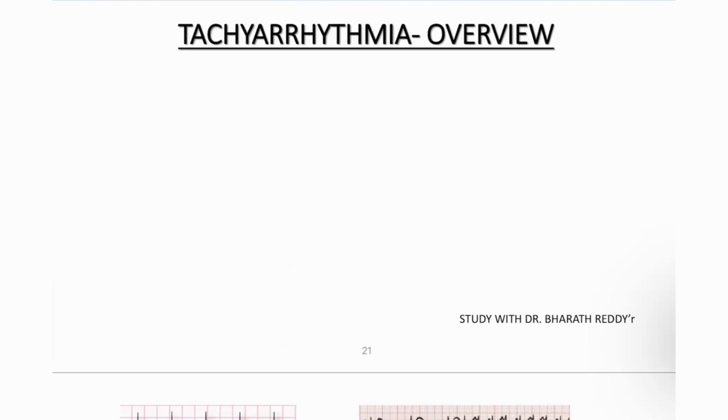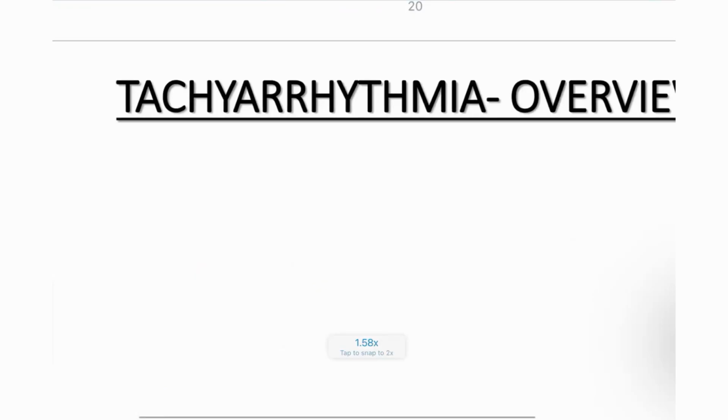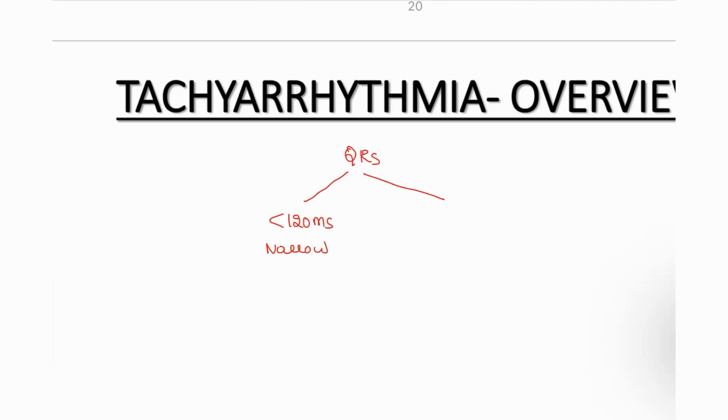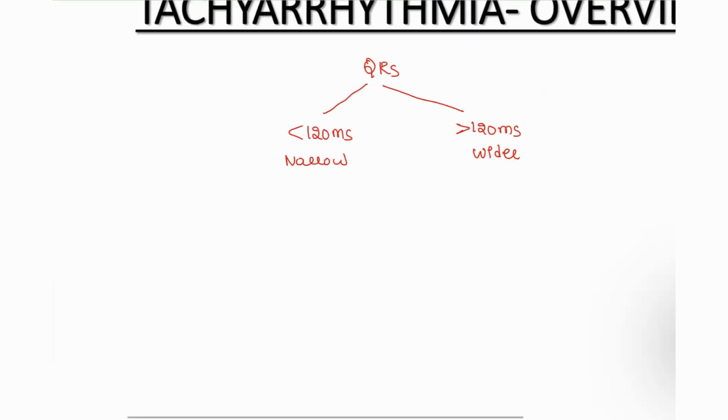How are we going to classify the tachyarrhythmias, guys? Let's see. Whenever you see tachyarrhythmias, please check the QRS complex. If the QRS complex is less than 120 milliseconds, it means it's narrow. If the QRS complex is more than 120 milliseconds, it is wide. Then what are the causes? First, if it is wide, it could be ventricular fibrillation or ventricular tachycardia.